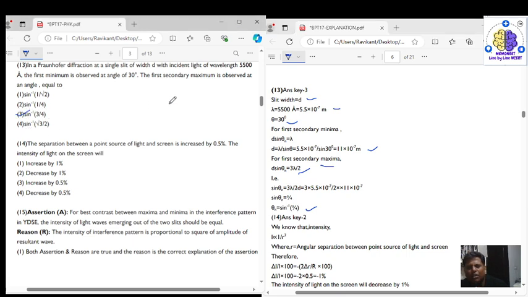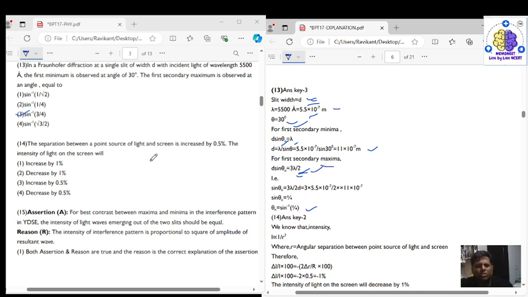So using the data, that is the angle for the first minima, wavelength and the slit width, we calculate the slit width, that is d. Using the formula d sine theta is equal to lambda, we calculate d, where theta has been given to us and lambda has been given to us. And using this d in the formula for the first secondary maxima, here we get the value of your angle theta.